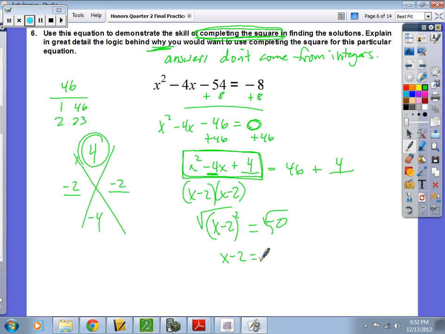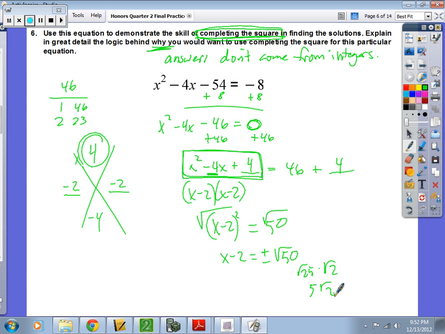On the right, anytime you take the square root of a number, here's where your two solutions come from. It's going to be either the plus square root of 50 or the minus square root of 50. Square root of 50 kind of rings a bell. Square root of 50 is the same as square root of 25 times the square root of 2. And I know square root of 25 is 5.